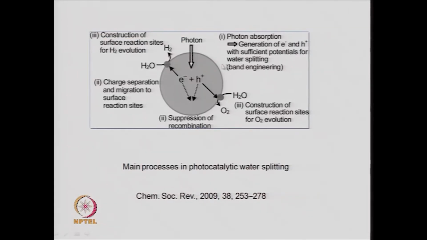And this is again shown here: if you have a photon, an electron-hole pair is generated, and the electron goes to the surface and reduces water to hydrogen, and the hole goes to another part and oxidizes water to oxygen. So, this is a water splitting reaction, where water, using the electron and hole, changes to hydrogen and oxygen. This process basically explains photocatalytic water splitting.